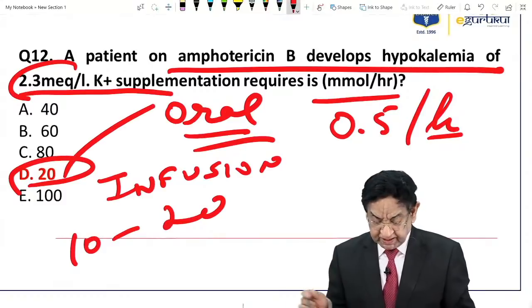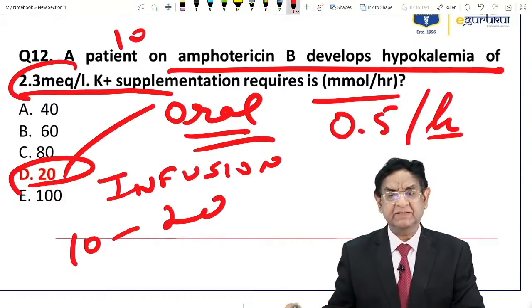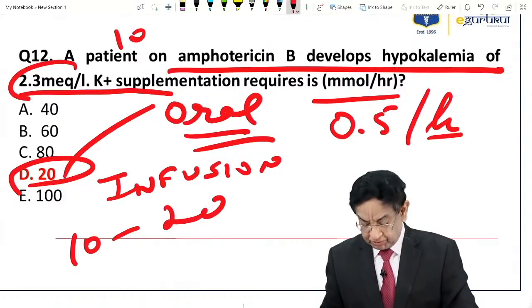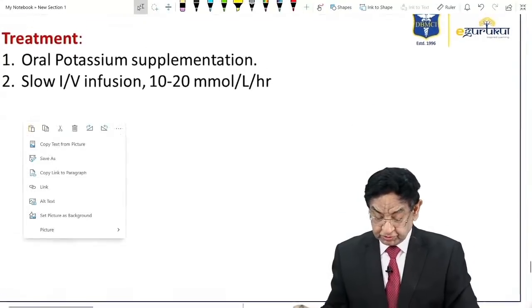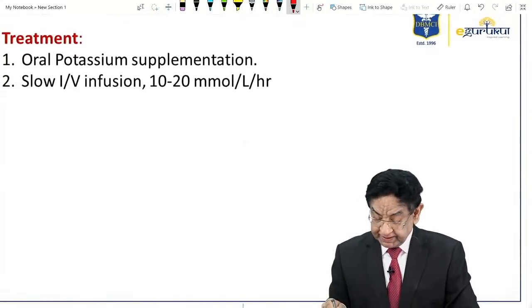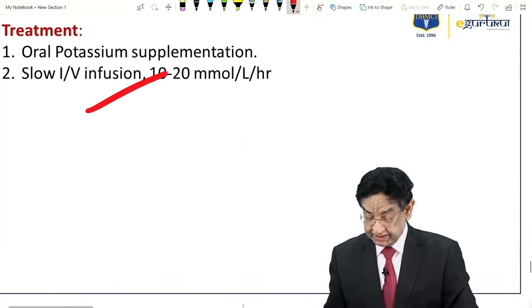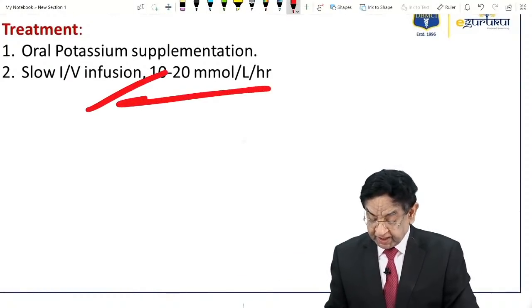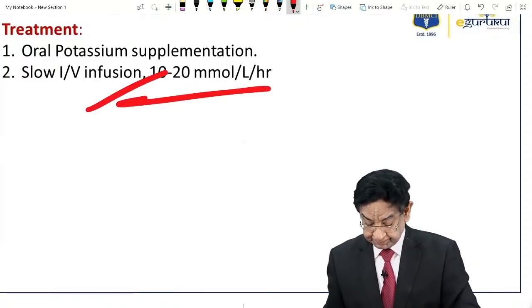So here the best answer is 20. Even if 10 was an option, then 10 would have been the best answer. Invariably, they ask for a very slow infusion. So the treatment is an oral supplement, and you give a very slow infusion. 10 to 20 millimole per hour is the flow rate that you should give, very slowly.